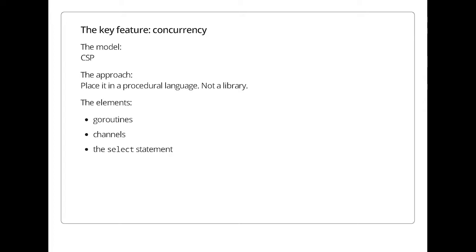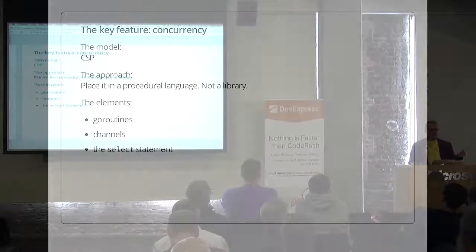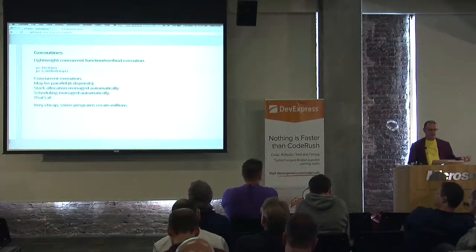And to do that, we took CSP just pretty directly, really, because I'd had experience with it with some precursor languages I'd done at Bell Labs, and put it inside a purely procedural language, not as a library, mind you, but actually built into the language. And it's composed of three pieces: Go routines, channels, and the select statement. I'm not going to go through the full details of all of them, but I'll just wave my hand over them for a minute.